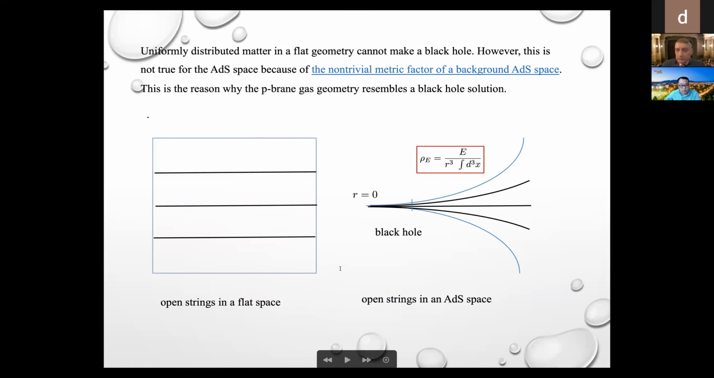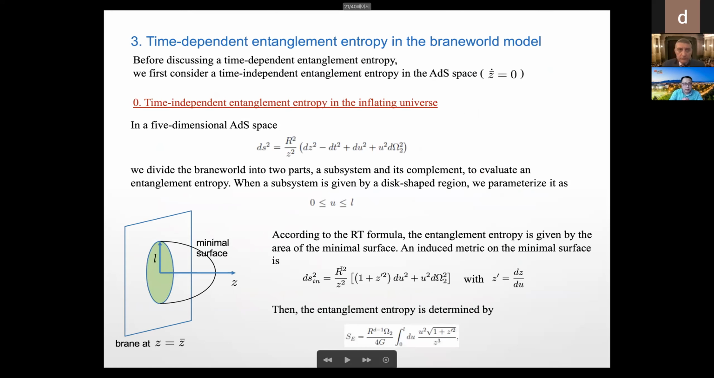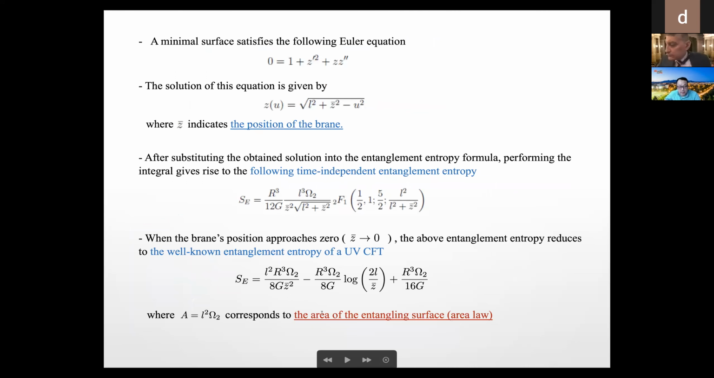So I skipped that. Now we consider time-dependent entanglement entropy in this setup. We first consider the time-independent case. This is a typical AdS metric, and we consider a disc-shaped entangling region. Then we can calculate the minimal surface. In this case, we obtain these types of entanglement entropy.